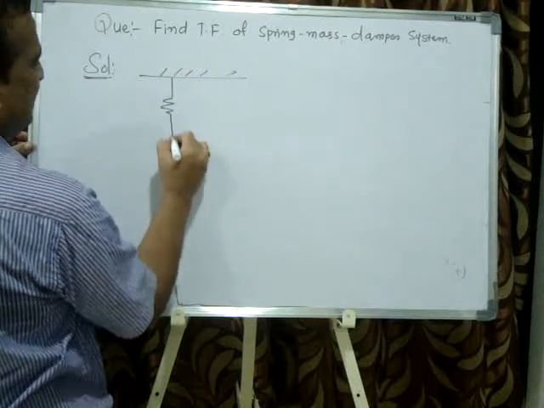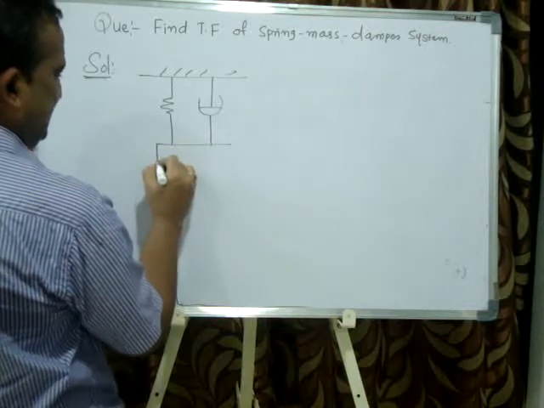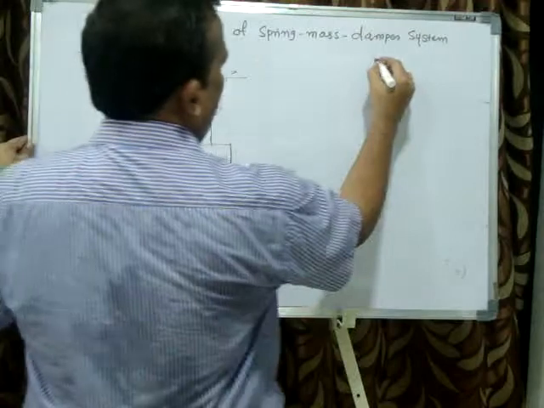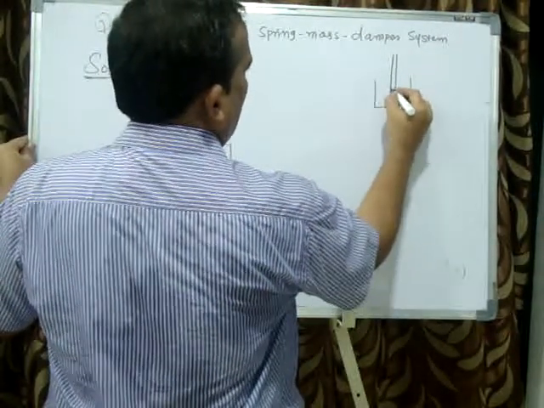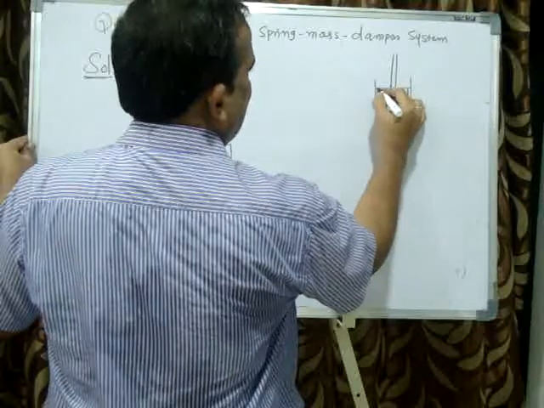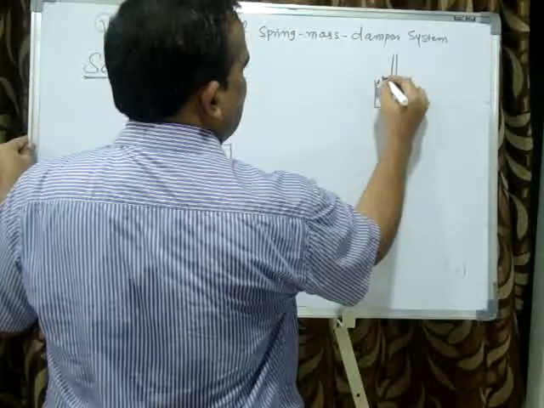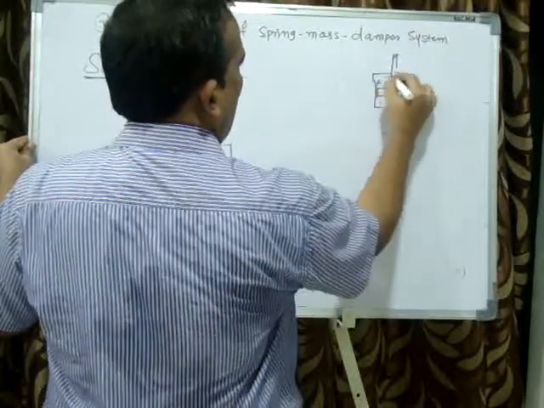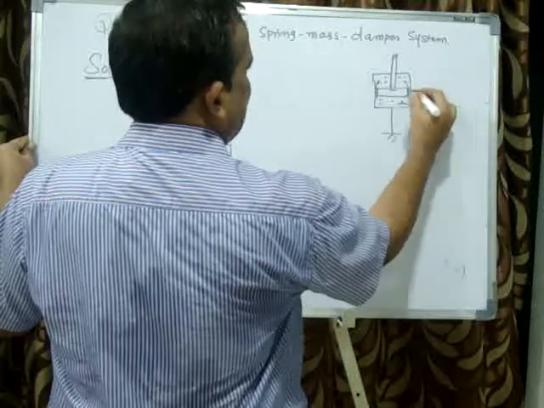This is a spring. This is a damper. Damper is nothing but what? There is a cylinder, piston and cylinder. Inside, I'll show here the damper. That is a piston and cylinder. There is a small clearance, and here above and below is oil. Oil has some viscosity, and the small clearance is D.